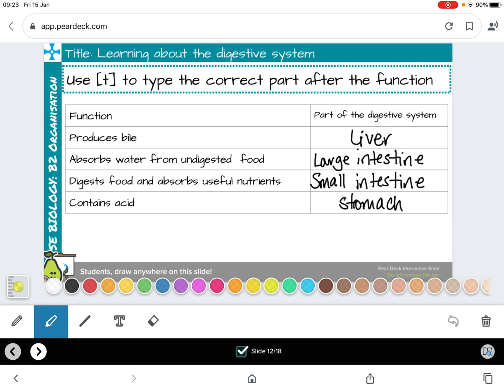So I asked you some questions based on that information. Which part of the digestive system produces bile? This was the liver. Which part absorbs water? The large intestines. Which bit digests food and absorbs useful nutrients? The small intestine. Which bit contained the acid? This was the stomach. Okay.